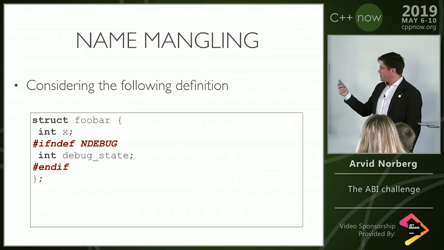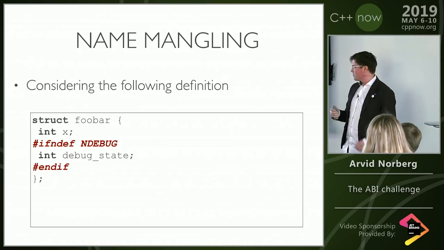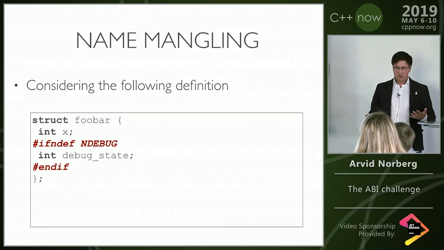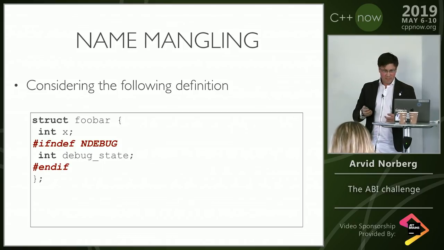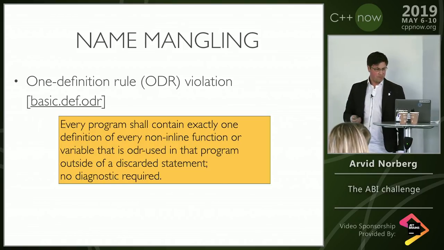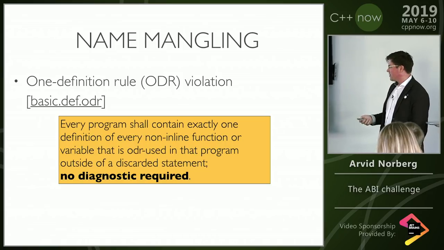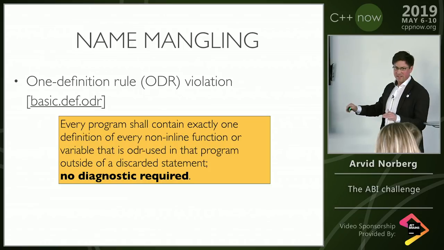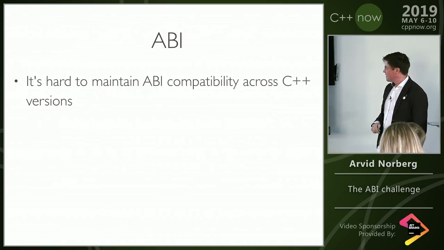For instance, imagine that your foobar looks like this. When you build it in debug mode, you have one layout. When you build it in release mode, you have a different layout. So really, there are two foobars here, but they have the same name. So the name mangling here won't actually help you. So this is an ODR violation. I don't need to really go through the standard ODR. No diagnostic required. It's bad. We have to avoid it. That's basically the short version of it.